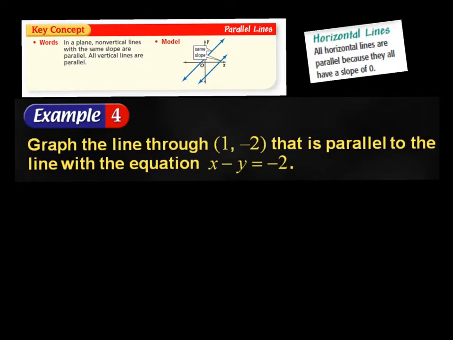Graph the line through the point (1, -2) that's parallel to the line with the equation x minus y equals -2. Okay, there's a couple ways we could handle it. We could find the slope of our new line and just do it all algebraically, then graph it.